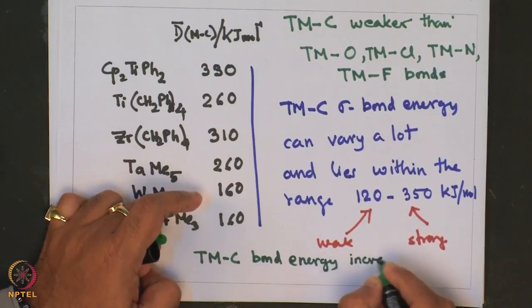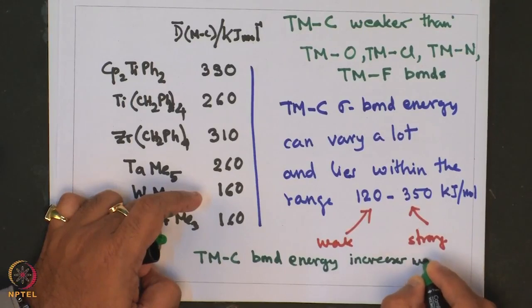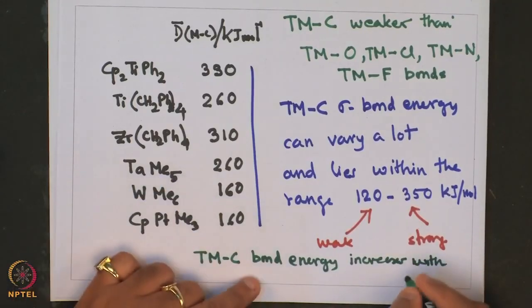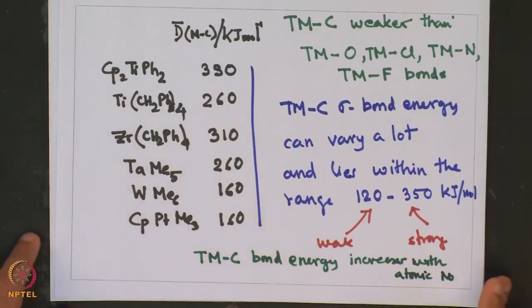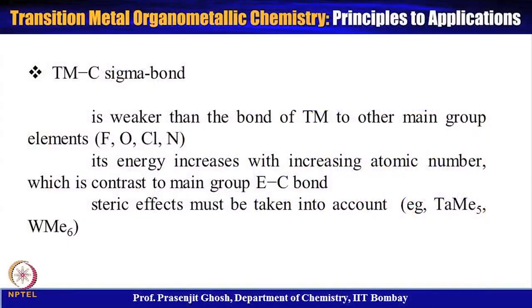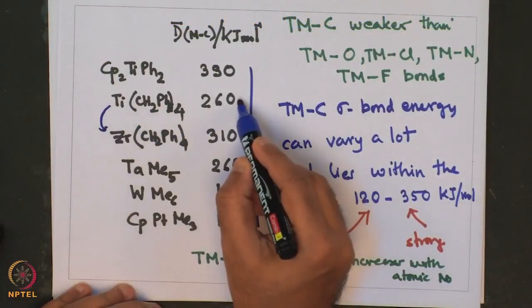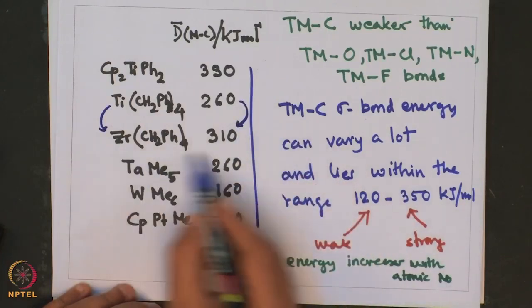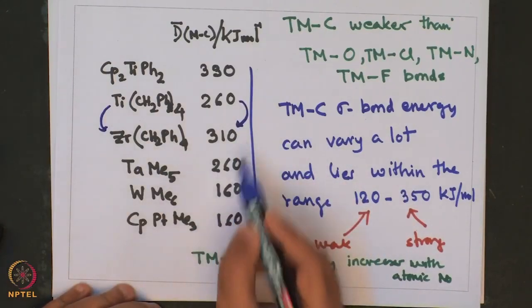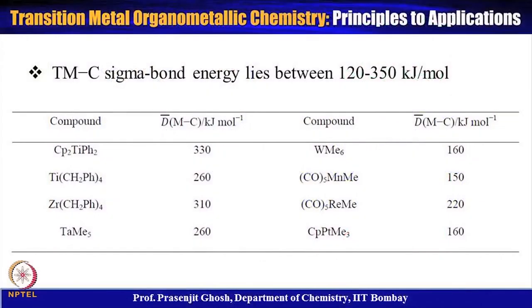So as one goes down the group, the energy increases. For example, if one were to look between titanium and zirconium, zirconium being lower in the group has higher bond energy. Similarly, one can look at another example.